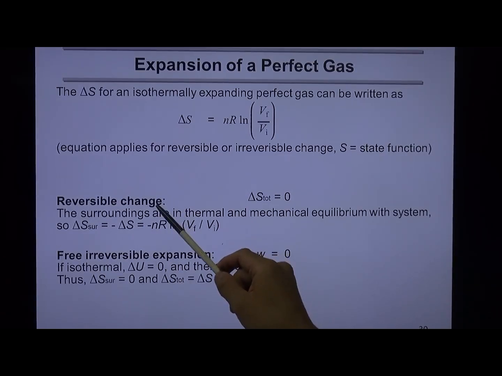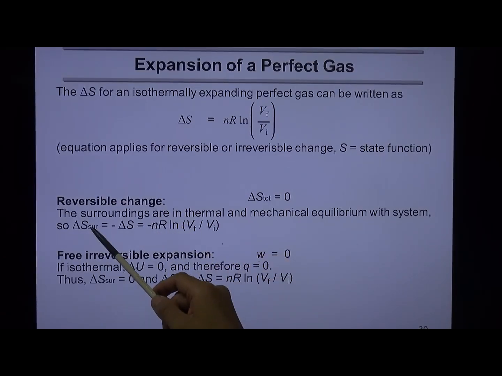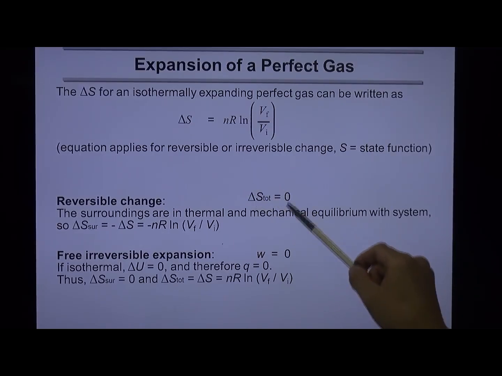For reversible expansion, delta S surrounding should be minus delta S. Same amount of heat, at the same temperature. So the total change of entropy should be 0 for reversible process. We already have seen this when we dealt with the Clausius inequality, right?